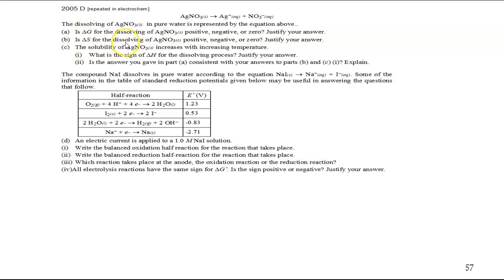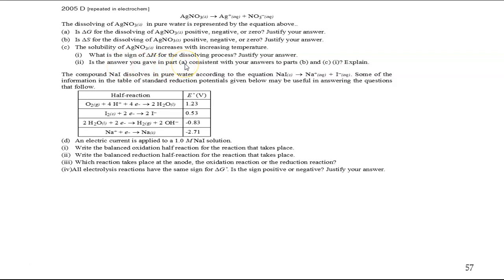Is the entropy for the dissolving positive, negative, or zero? One thing turns into two, randomness is increasing, so the entropy will be positive. Letter C. The solubility will increase with increasing temperature. So more dissolves as you apply heat. That means heating helps, so it's endothermic. So delta H will be positive.